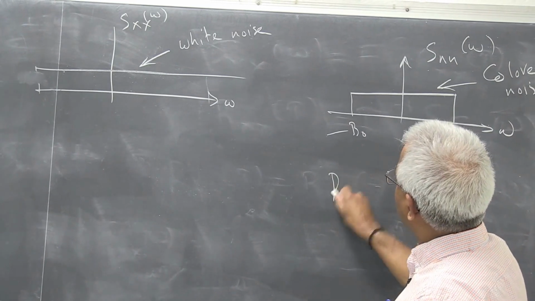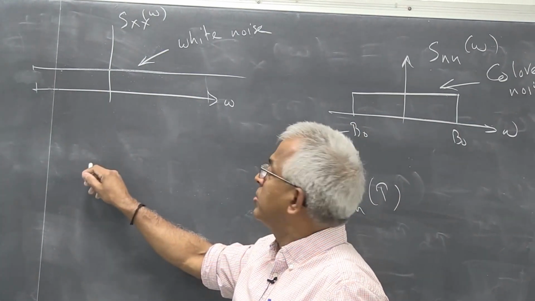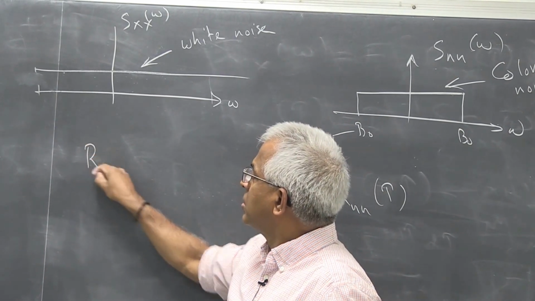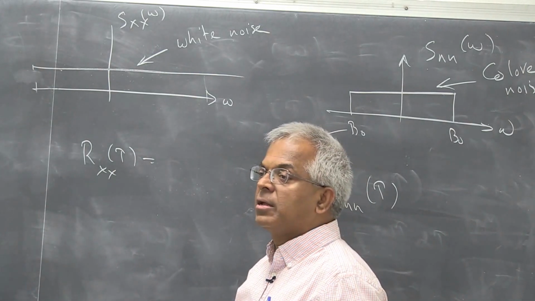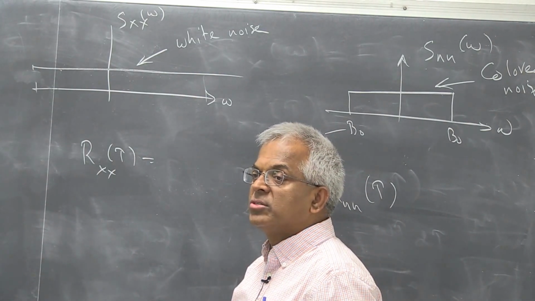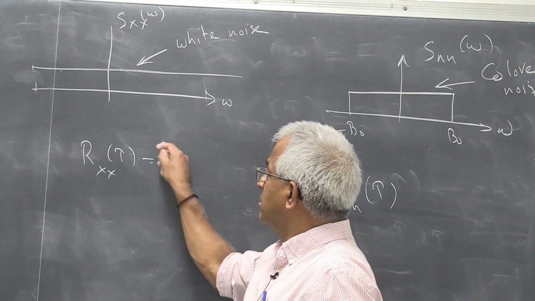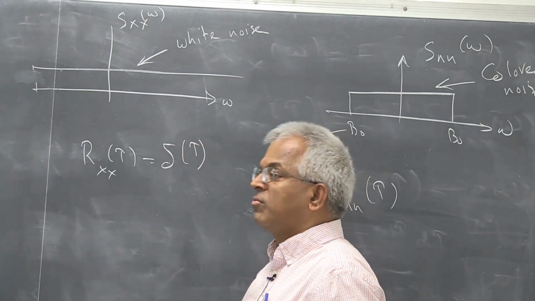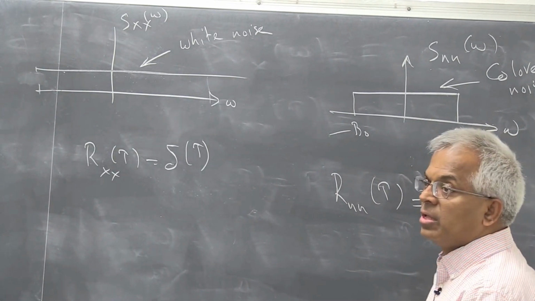So what is the autocorrelation function of a colored noise? First of all, what is the autocorrelation function of a white noise process? Anybody? If the spectrum is flat, what is the autocorrelation function? Delta function, right? Very good. Look at the properties, it's right there in front of you. So what is the autocorrelation function of colored noise?